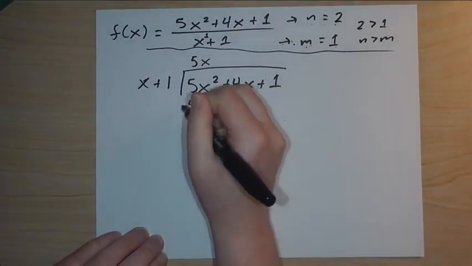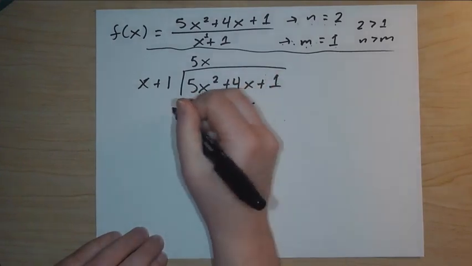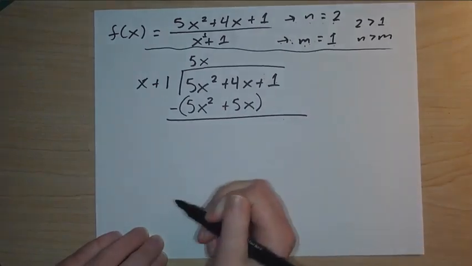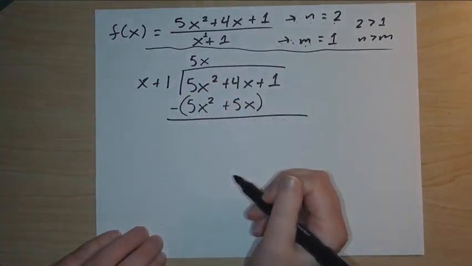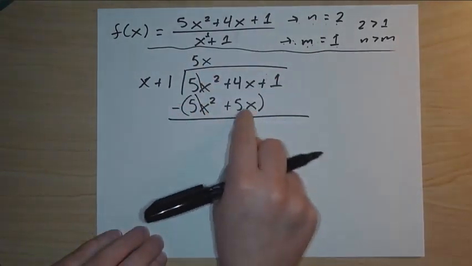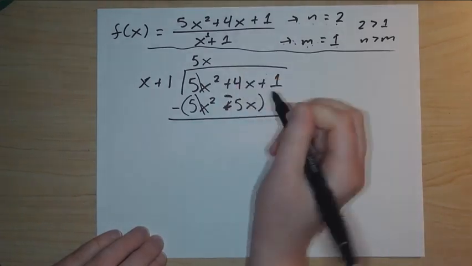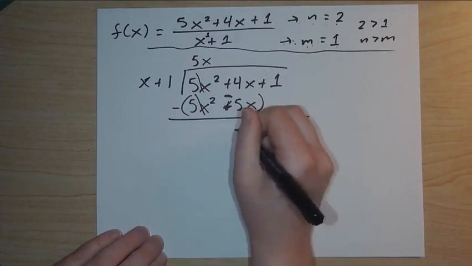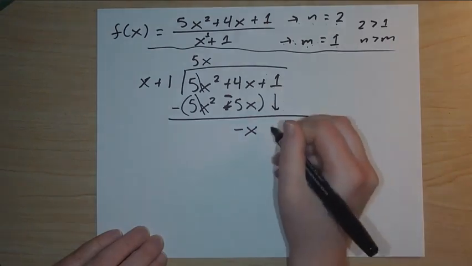And then you're going to subtract from the original polynomial here. So you're going to subtract this entire thing. 5x squared minus 5x squared, that's going to be 0. This negative also has to come over here, so this is not positive anymore, it's negative as well. And so we have 4x minus 5x, that's going to be negative x. And then we're going to bring down the 1, plus 1.